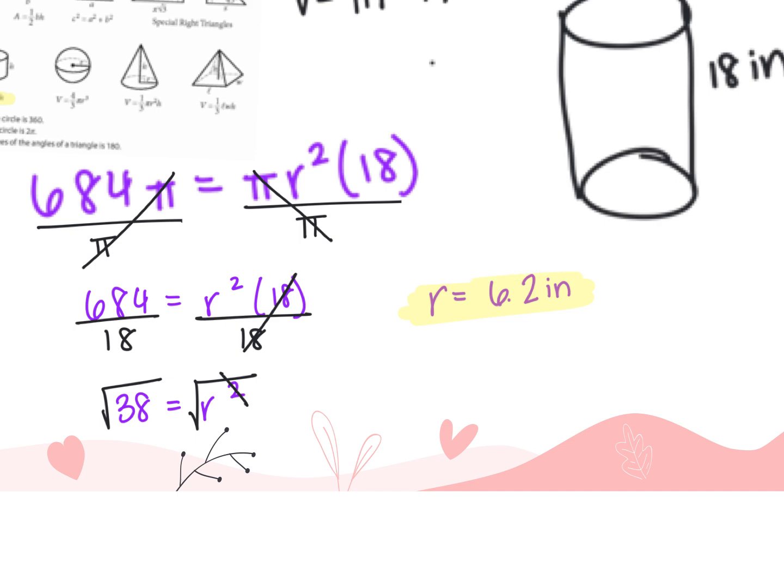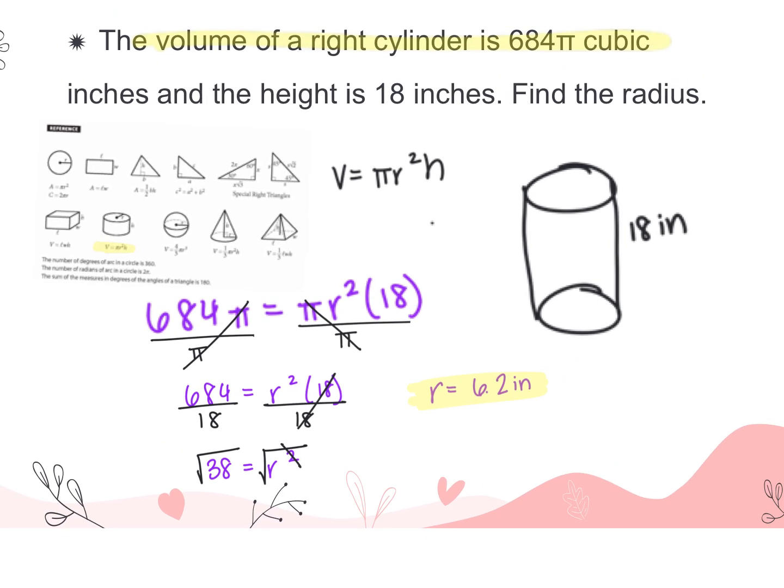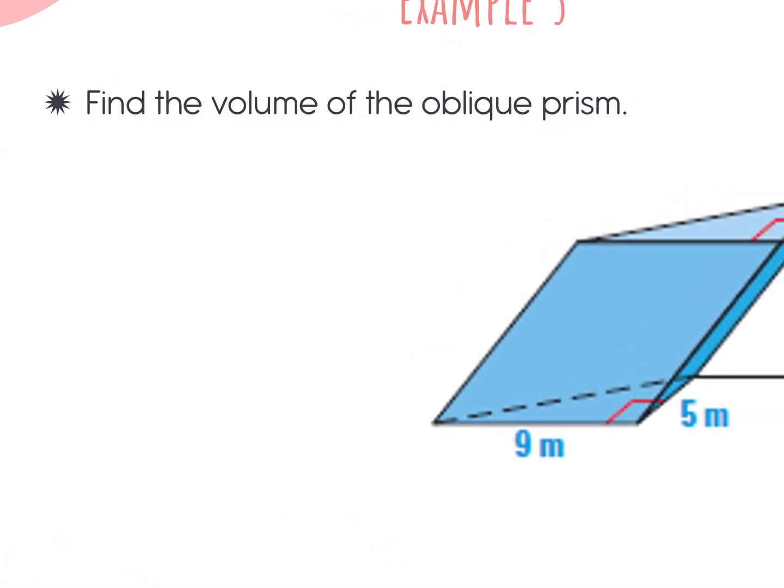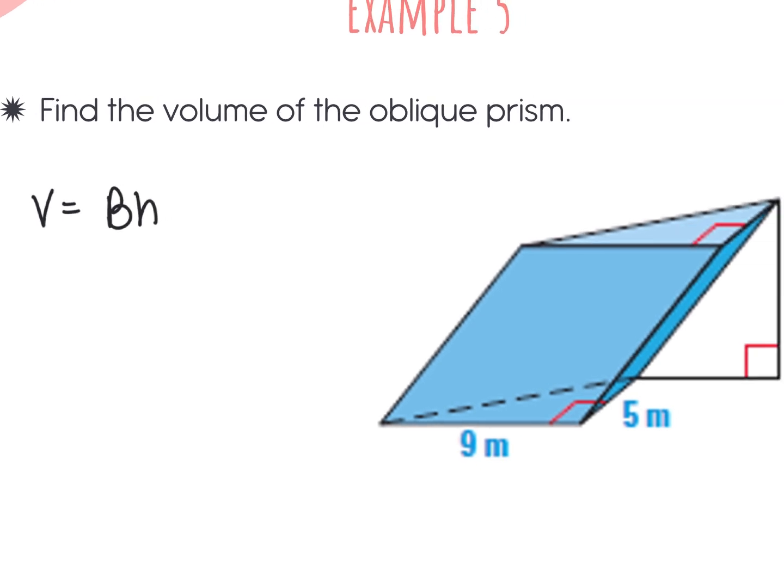So you guys have to know how to work to find something else. Find the volume of the oblique prism. So finding this, if you want to call it a triangular prism, is not given to you on the formula sheet. So you have to know how to work with this one. Looking at it, we know volume equals the base area times the height.